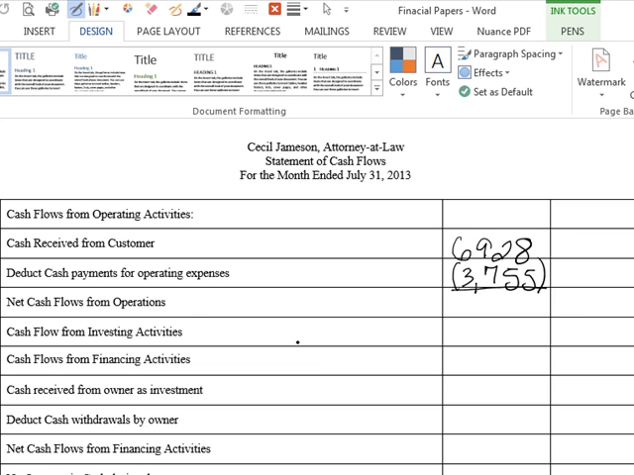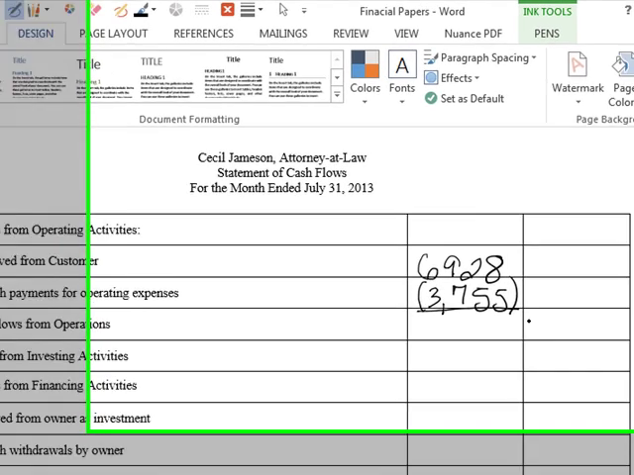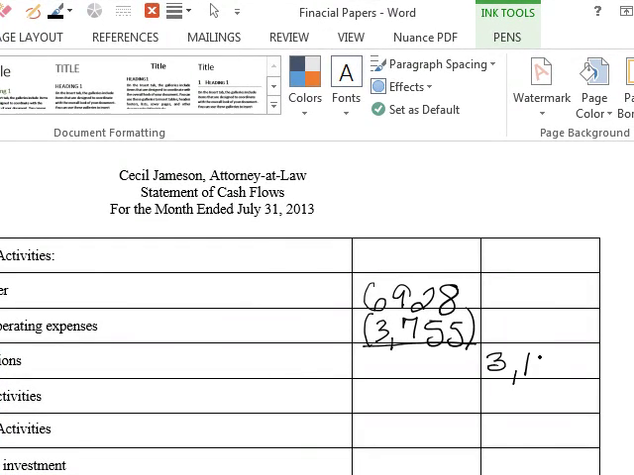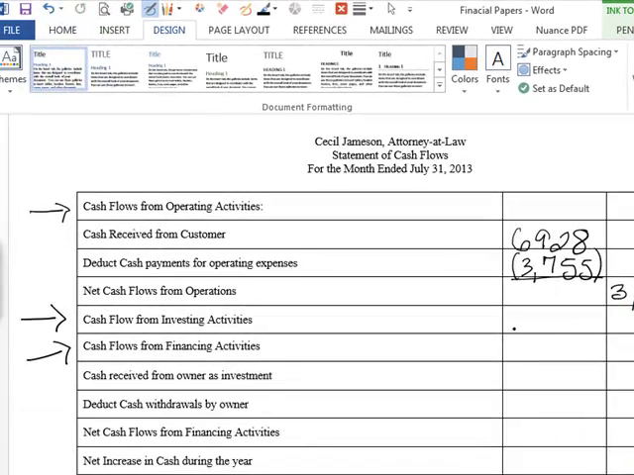The difference between these two is what we consider to be the net cash flows from operations. So $6,928 minus $3,755 equals $3,173. That is our net cash flow from operations. In this particular example, we did not have any assets that were bought or sold, so we're not going to do anything for the investing activities.